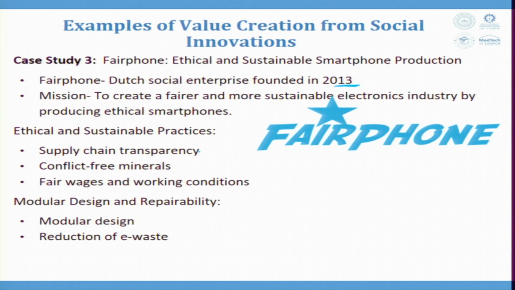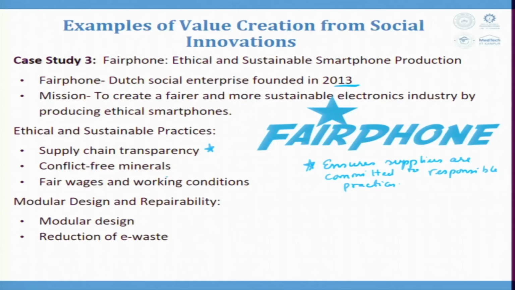What are these ethical smartphones and what are their practices? The ethical and sustainable practice followed here is supply chain transparency. So, what is supply chain transparency? It tries to ensure suppliers are committed to responsible practices. You buy it from me and I am producing some part, I am following energy efficiency and sustainable processes. Then conflict free minerals.